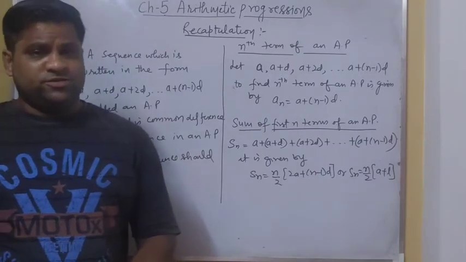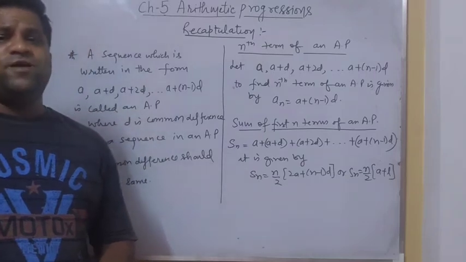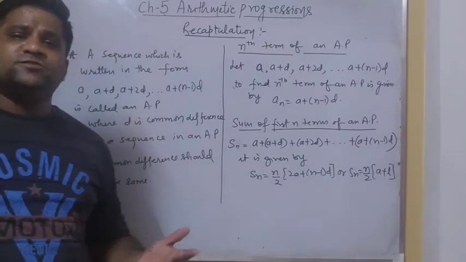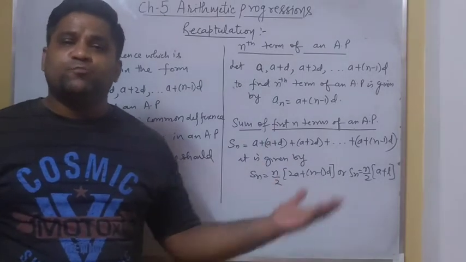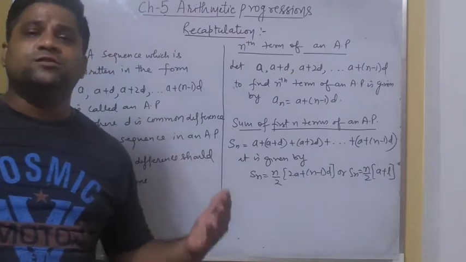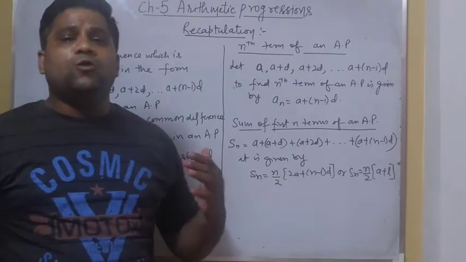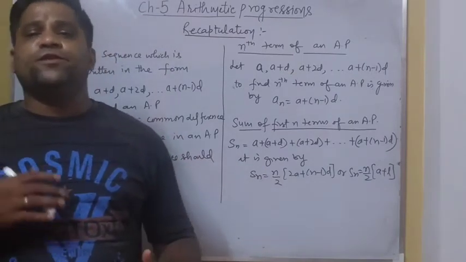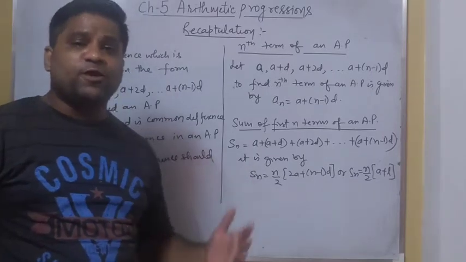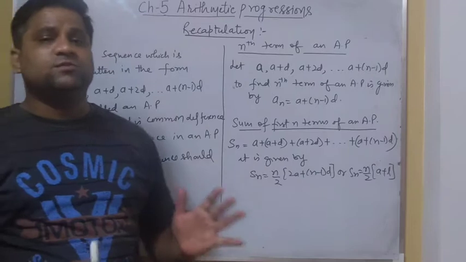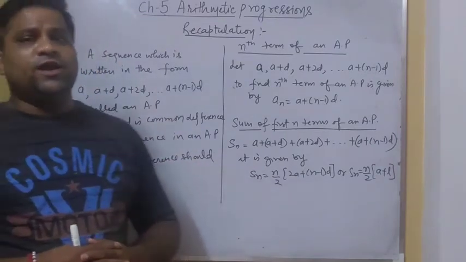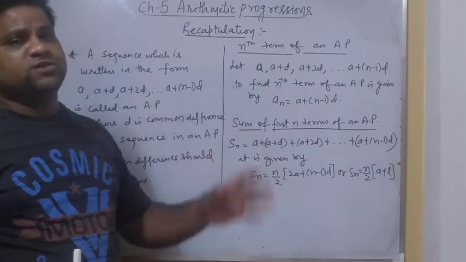In last video lectures, in our chapter number 5, arithmetic progressions, we have studied what is a sequence, what is an arithmetic progression, how to find the common difference, how to find the nth term of an AP, and how to find the sum of first n terms of an AP. On the basis of these concepts, we have done exercise 5.1, 5.2 and 5.3 and some extra questions in the last lecture also. Now let us come again to the recapitulation of these concepts.